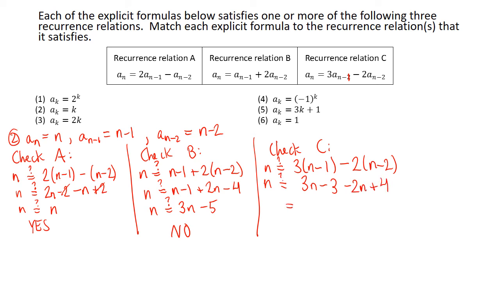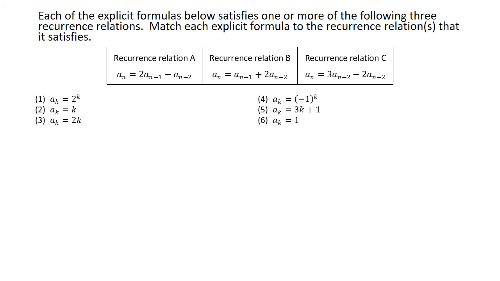So this will be in all, let's see, we have 1 copy of n and then plus 1. So this is a no. Okay, let's do number 3.